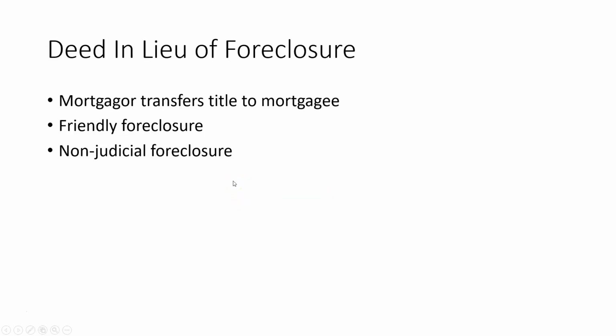To save all that, the owner of the foreclosing property may decide just to hand over a deed. It's a deed in lieu of foreclosure, and the mortgagor transfers title of the property to the mortgagee, the bank. This is called a friendly foreclosure, or sometimes a non-judicial foreclosure, and it saves the bank a lot of time and money, and it sometimes is easier on the buyer, the owner, to actually do this.